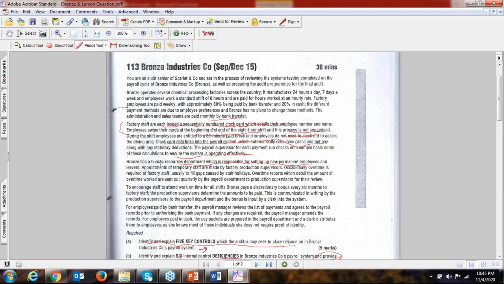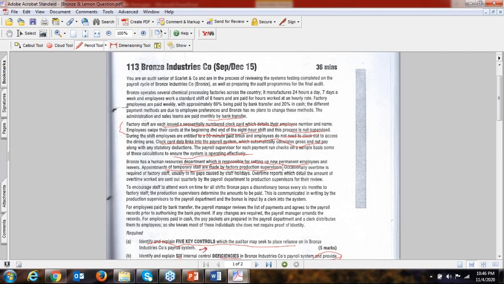Now we are going for the next paragraph. Bronze has a human resource department which is responsible for setting up new permanent employees and leavers. Appointments of temporary staff are made by factory production supervisors. If the company has a separate department for hiring, then why is the factory production supervisor doing the hiring? So this is another deficiency.